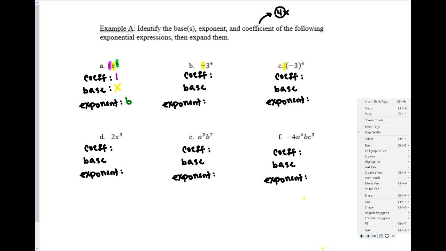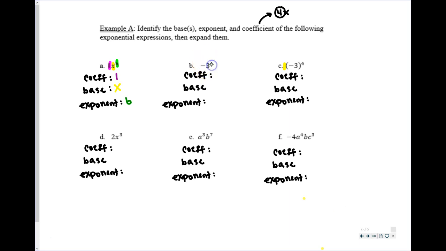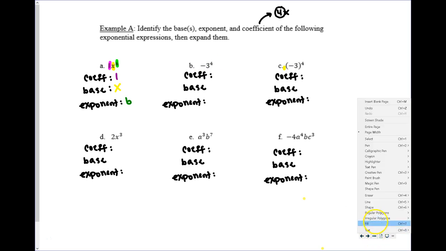So in this case, oh, I used the wrong color. I'm sorry, guys. This should be, ooh, that changes to red. That's pretty awesome. All right, let's try this again here.